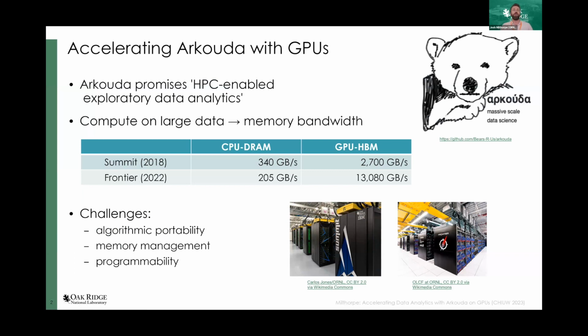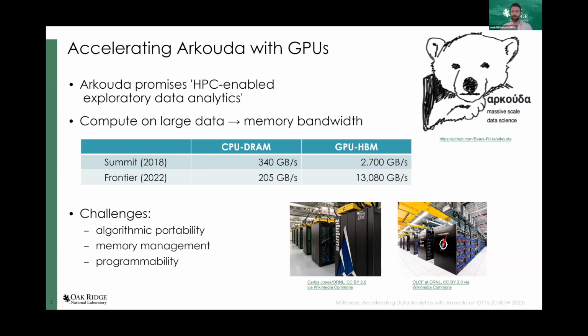Okay, good. So as you've heard, Arkouda promises high-performance computing enabled exploratory data analytics. And really what we're talking about is computing on large data. And when we're talking about large data, we're really talking about needing very large memory bandwidth. When we look at the two most recent supercomputers that we have here at Oak Ridge, Summit and Frontier, one thing you notice is that while the bandwidth available to DRAM, the host memory, has actually reduced somewhat in the move to the latest generation with Frontier, the bandwidth available for GPU memory has increased massively.